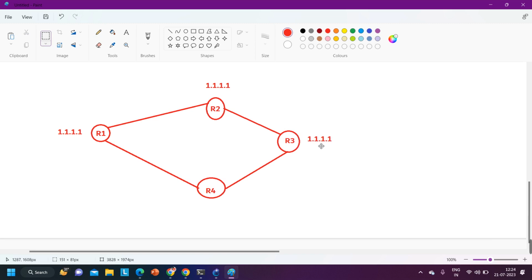Whenever this network goes down, it will ask their neighbor, do you have any connectivity? Why do we have a query message here in EIGRP? For this reason only: whenever a network goes down, a router can ask their neighbor about the alternate path.